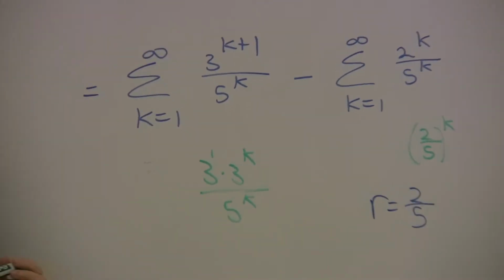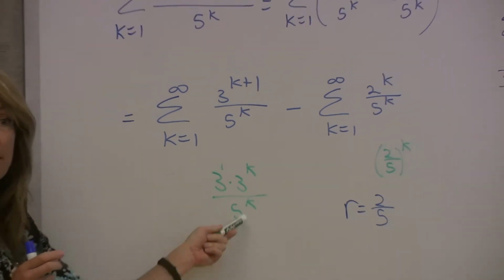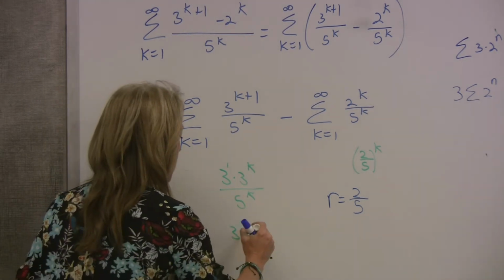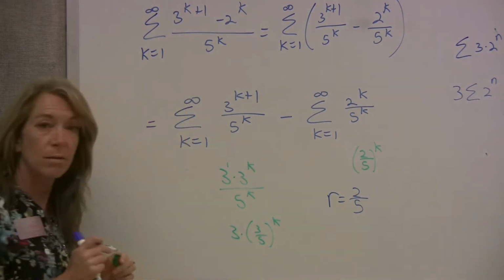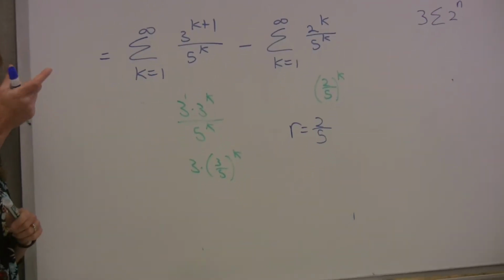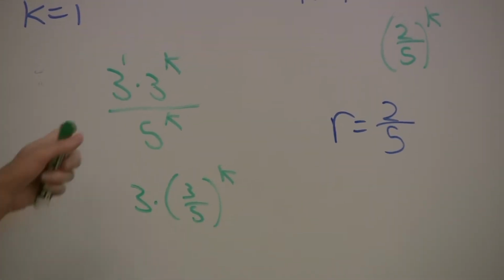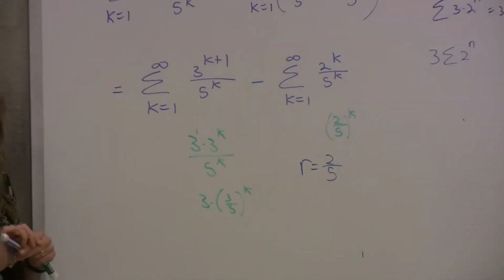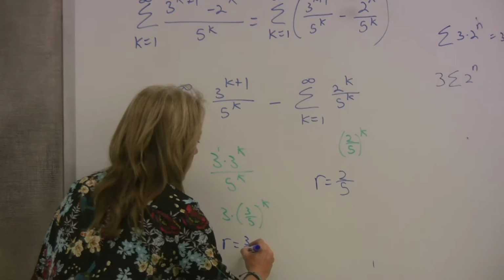So is it geometric? Yes, and the R is 3 fifths in this case, because it's 3 times 3 fifths to the k. Anytime you can write some constant raised to a k or an n, whatever it happens to be, that's telling you it's geometric. You can pull out extra ones all you want. It doesn't change anything. So R is equal to 3 fifths in this case.